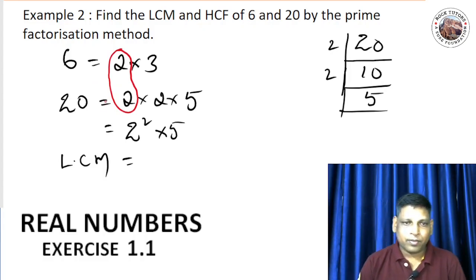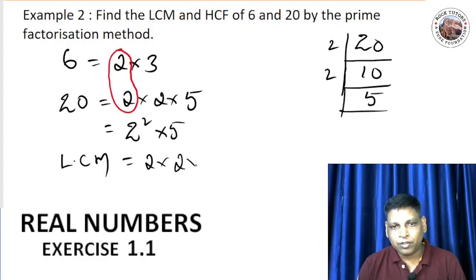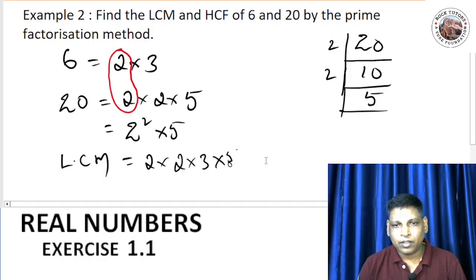Then for this, here common 2 is coming. That's why 2, into the remaining numbers. We will multiply the remaining prime numbers also. So 2 into 3 into 5. So what is the LCM? 2 times 2 is 4, 4 times 3 is 12, 12 times 5 is 60. 60 is the LCM.